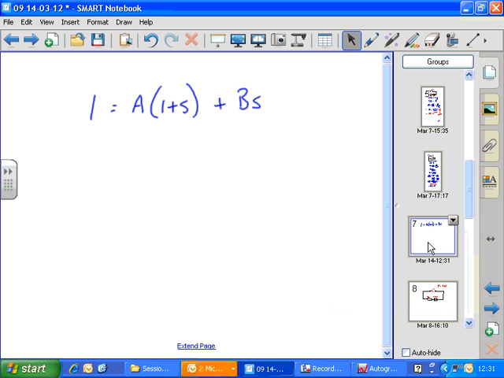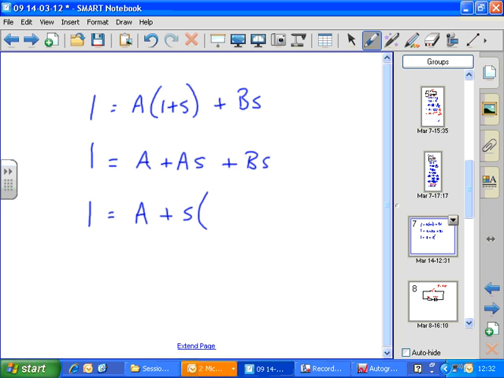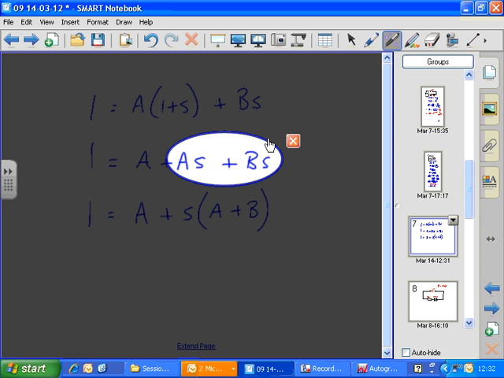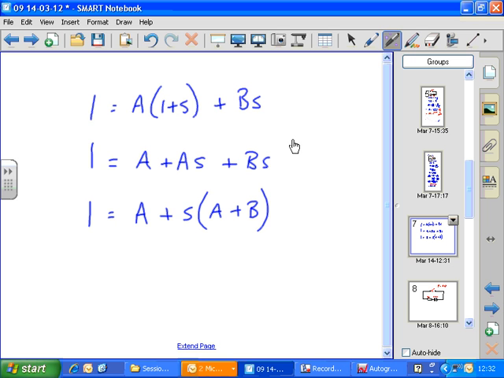Okay, so now multiply out the brackets. 1 equals a plus as plus bs. Now collect together on the right hand side terms involving s, and factorise for s. So that's a plus s into a plus b. I can take an s outside the bracket in these second two terms that involve s, leaving a plus b inside the bracket.